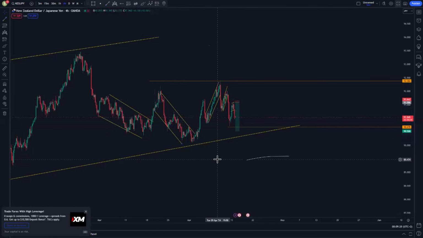So yeah, guys, with NZDJPY, we are done. So which pair can we look at? What should you say, which pair? CHFJPY. Now we're gonna go to CHFJPY.